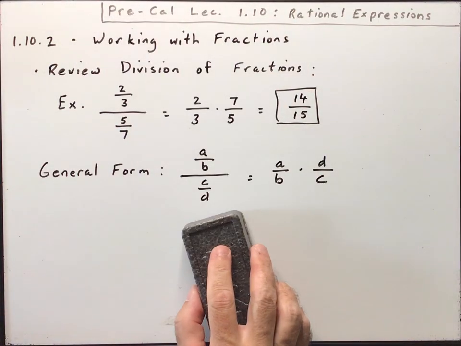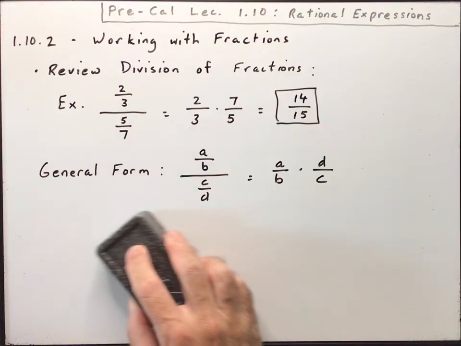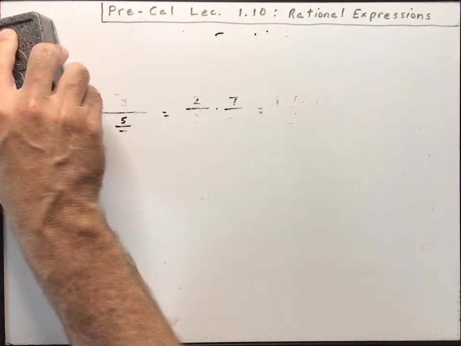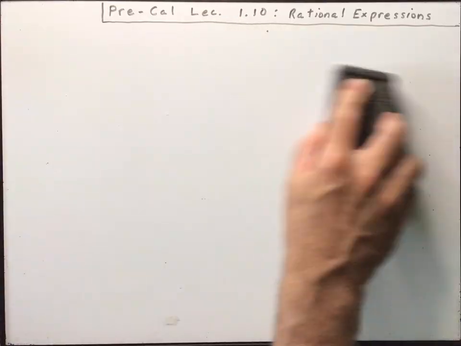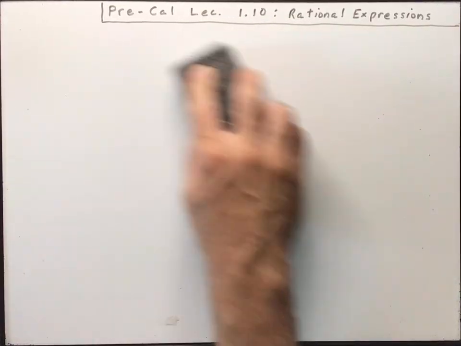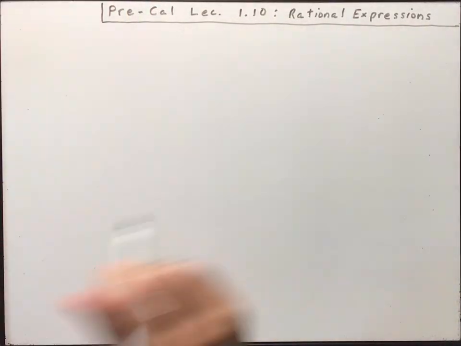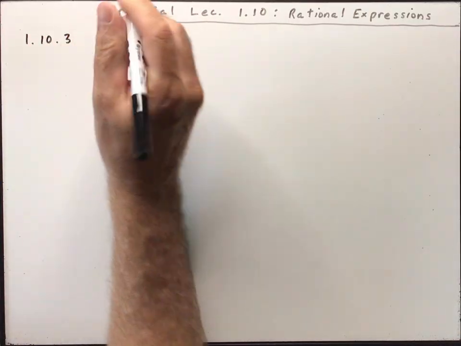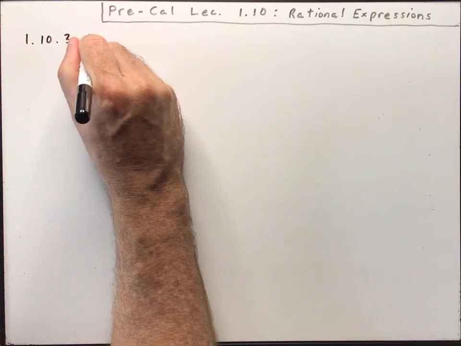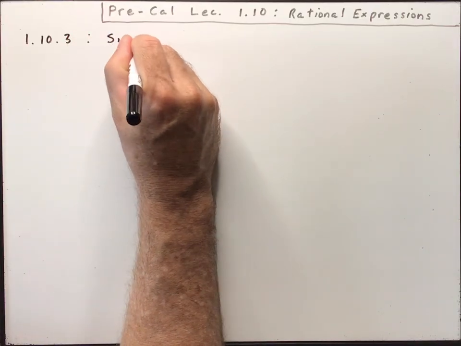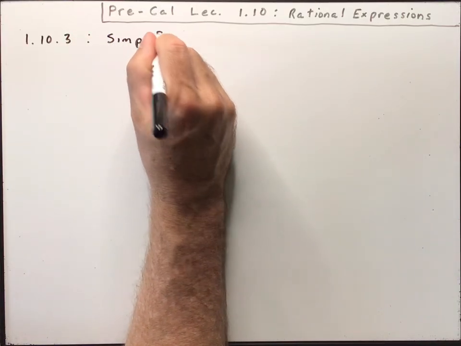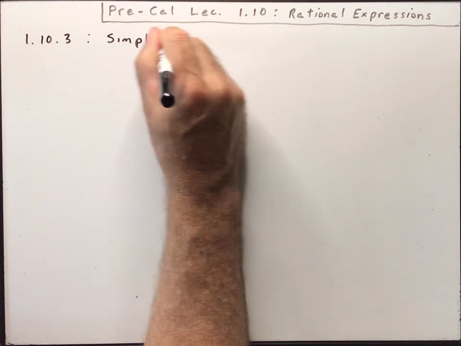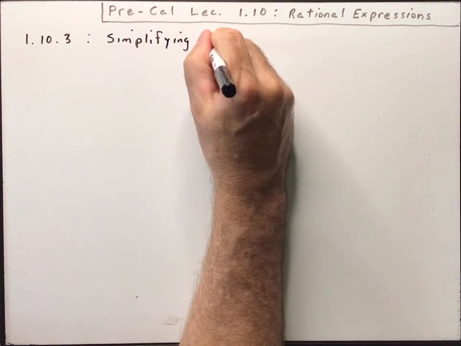All right. Well, that completes 1.10.2. We've got one more little mini section to go. And we'll call this 1.10.3, which is simplifying, which is the main part of this lecture. This is what we're trying to get to. Simplifying rational functions.